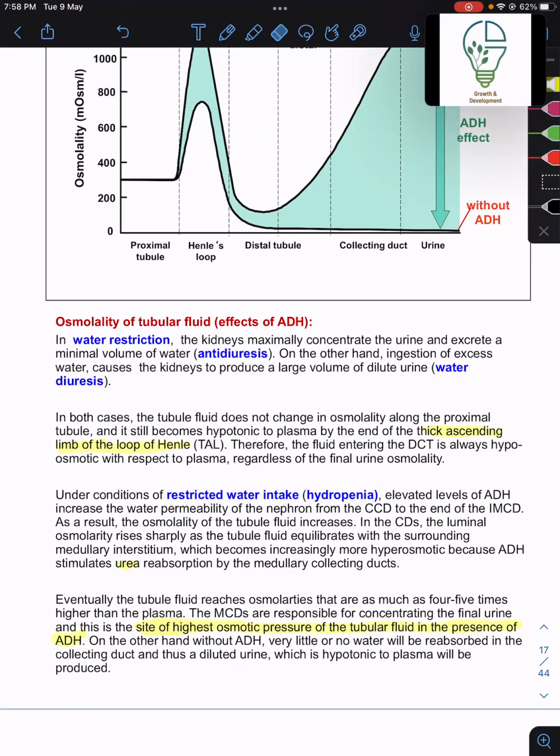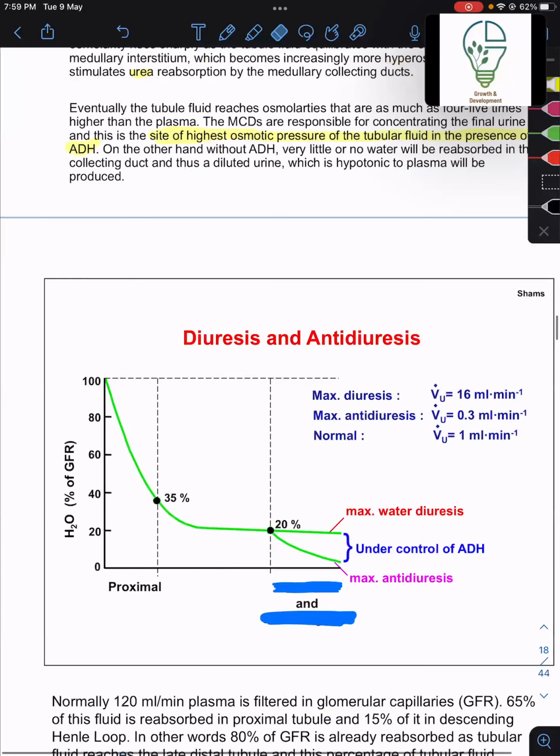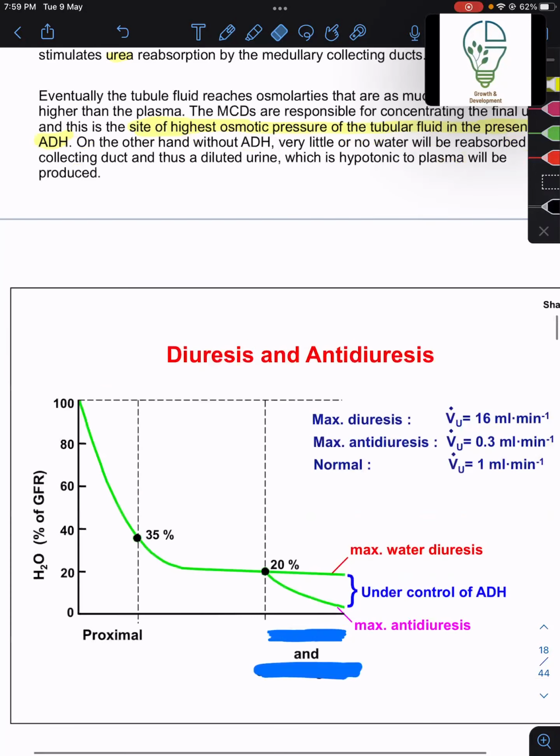So again, without ADH, I'm not reabsorbing the water, it's staying in my tubular fluid. It's going to be hypotonic. It's going to be very less concentrated. Good, you guys understand the concept. Okay, so let's look over at this graph, see what's happening over here.